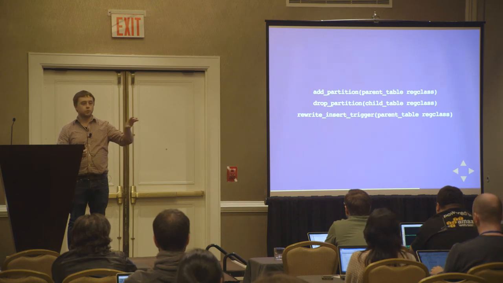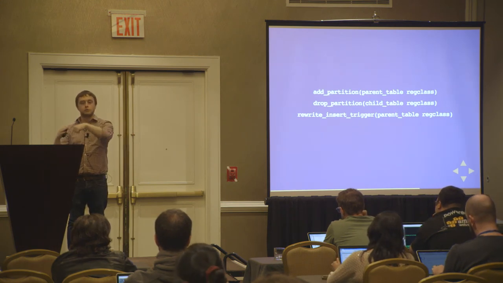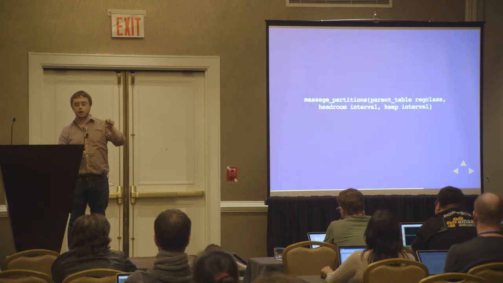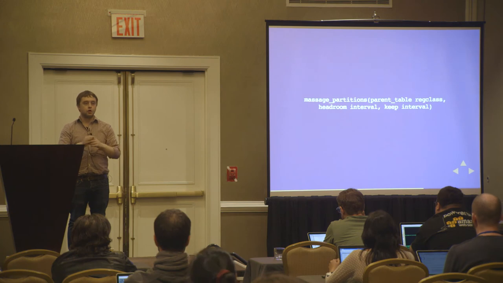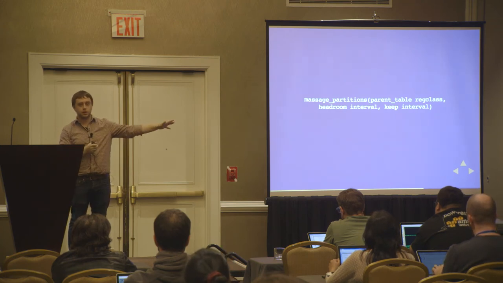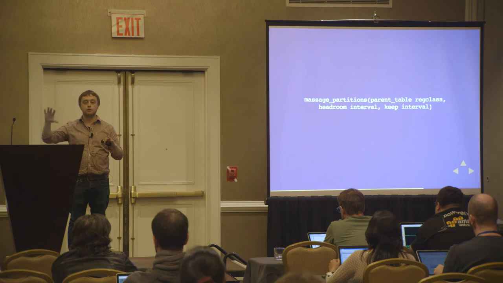The way it actually works is that the parent table has an insert trigger that knows about all these tables and the current time, and can put each row in the proper spot. Then you wrap all this up in a maintenance function, which you tell how many tables you want in the future and how many tables you want to keep around for forensics or operations. It uses those other three functions to create new tables and drop them.